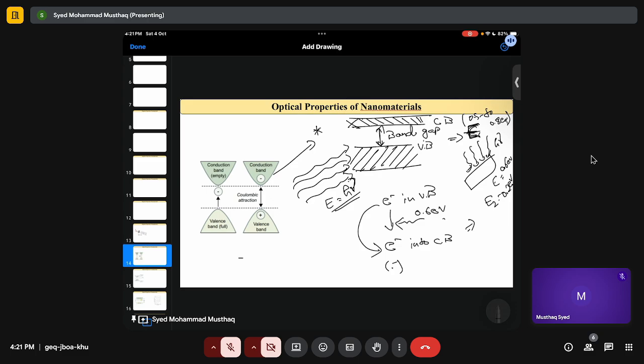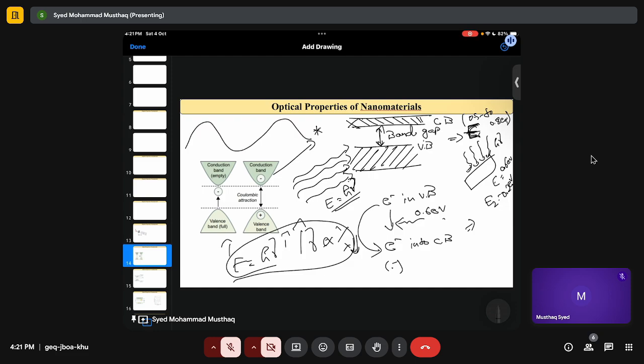Am I correct? Because energy equals h nu. If energy increases, the frequency increases. The frequency is inversely proportional to wavelength, so if frequency increases, wavelength decreases, meaning shorter wavelength. There's always this confusion, so it's better to have your equations rather than remembering things, right? So if your wavelength is very large, then you have less energy, and if your wavelength is very small, then you will have very high energy, right?